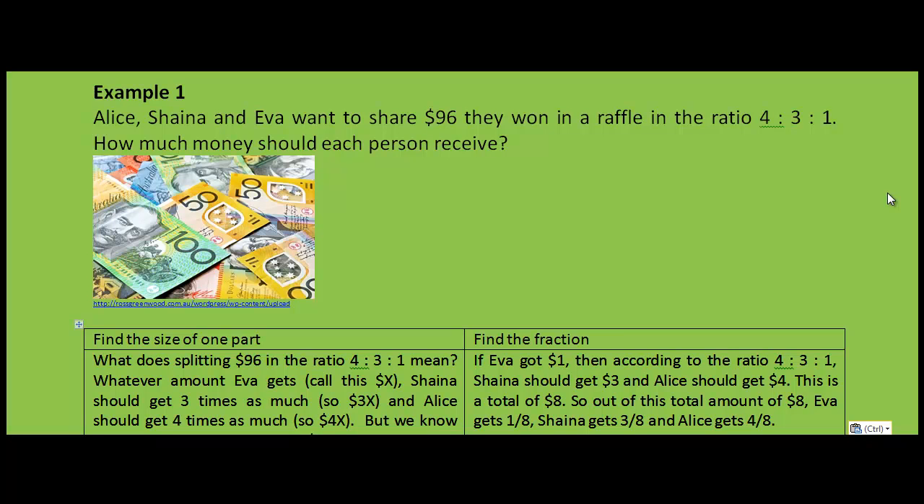I'll explain that now. If Eva got $1, then according to the ratio 4:3:1, Shayna should get $3, 3 times as much, and Alice should get $4, 4 times as much. This is a total of $8. So out of a total of $8, Eva should be getting 1/8. Shayna would get 3 out of $8, and Alice would get 4 out of $8.